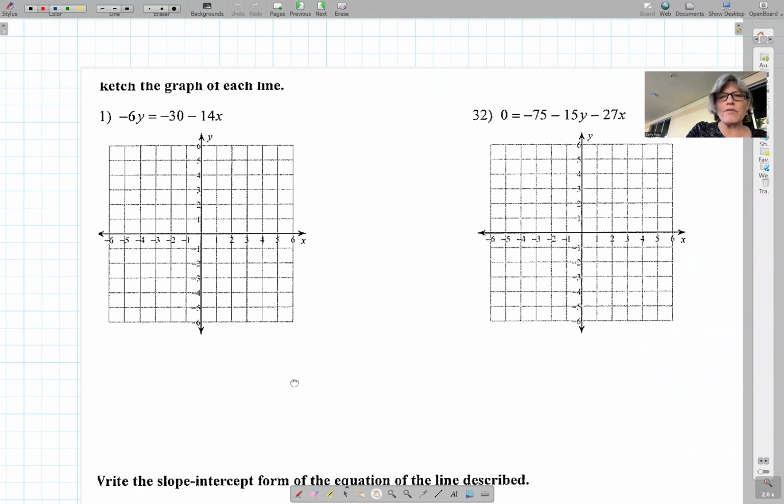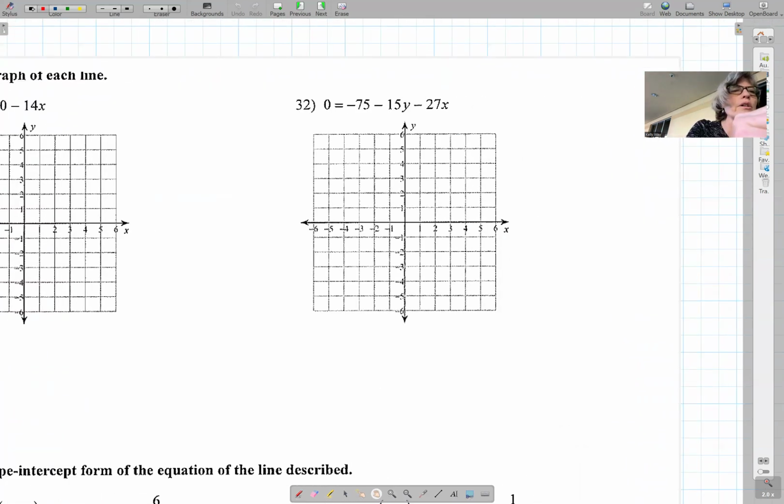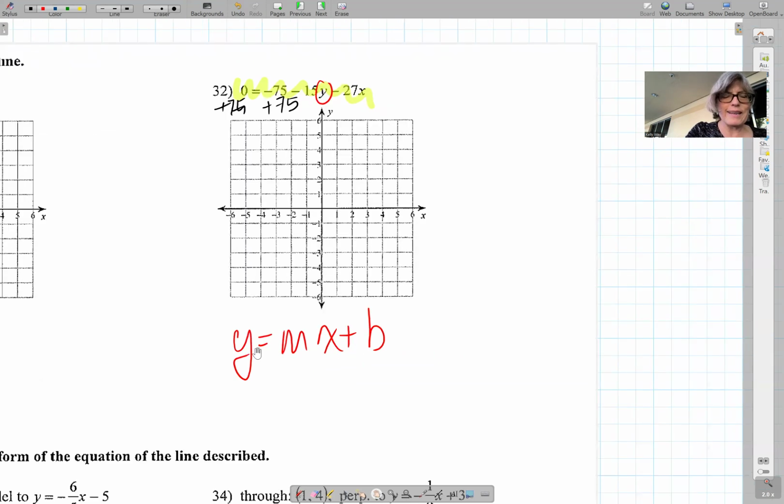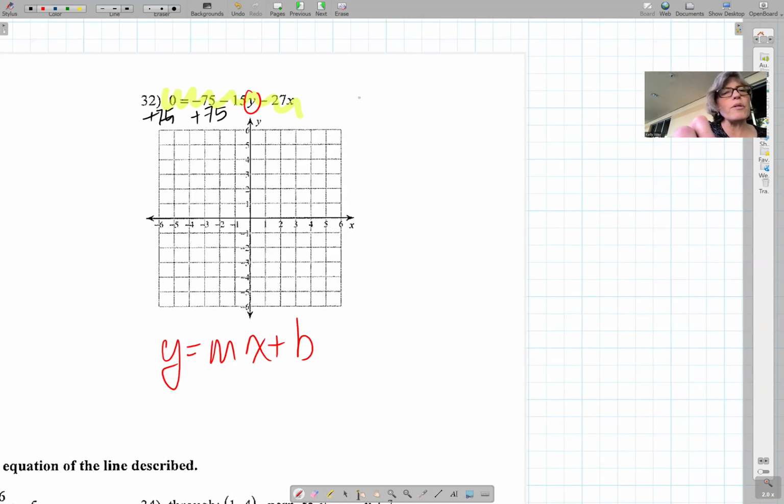Graphing a line, very important. The goal here is to get y by itself and turn it into y equals mx plus b. So the first thing I'm going to do is add 75 to both sides. I'm going to rewrite it, so most of us are familiar with it like this: minus 15y equals 75.